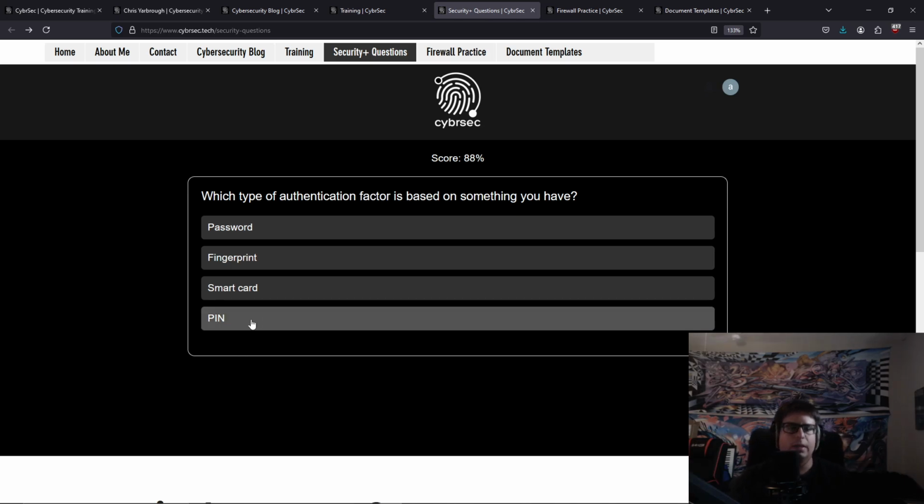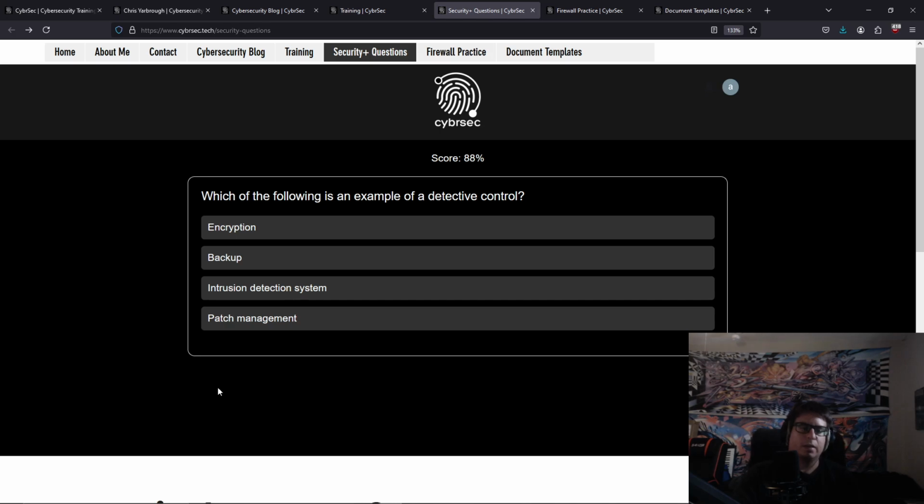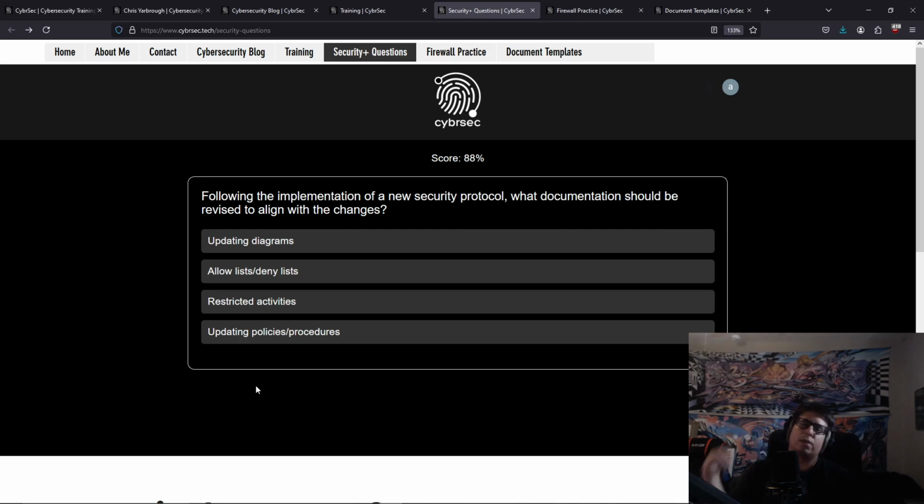I have a smart card. Yes. Which of the following is an example of a detective control? To detect is detection. Yes. Following the implementation of a new security protocol, what documentation should be revised to align with the changes? Updating policies and procedures, updating diagrams. New security protocol, policies and procedures.